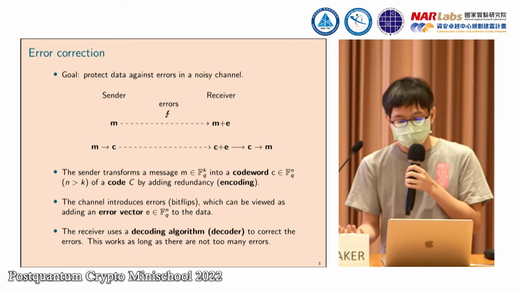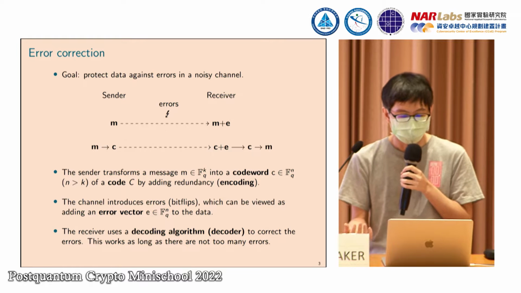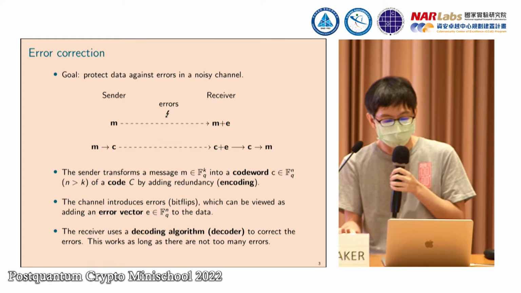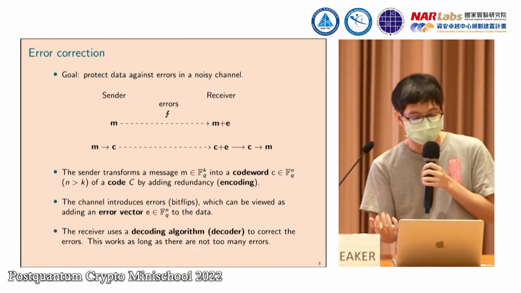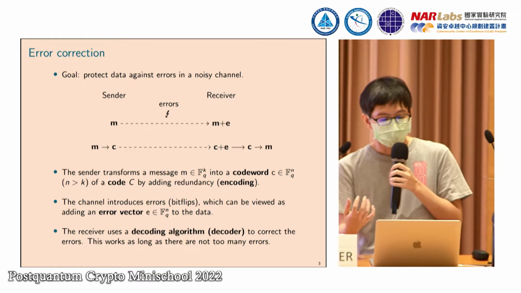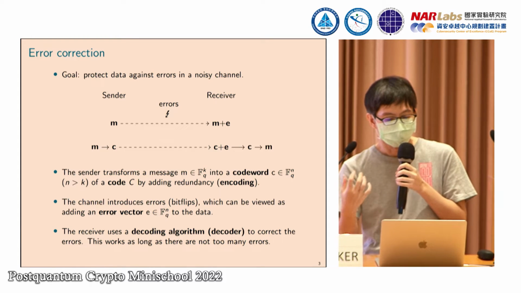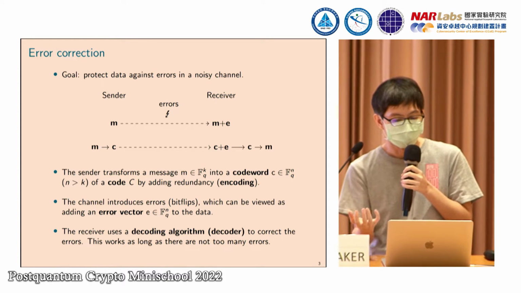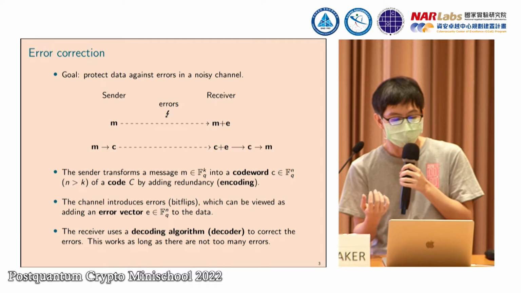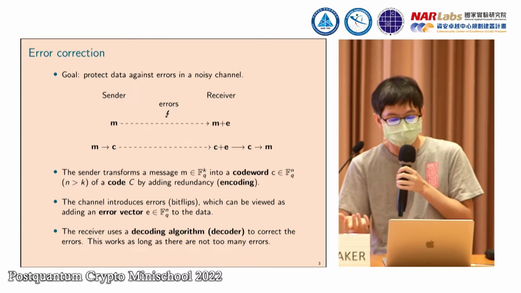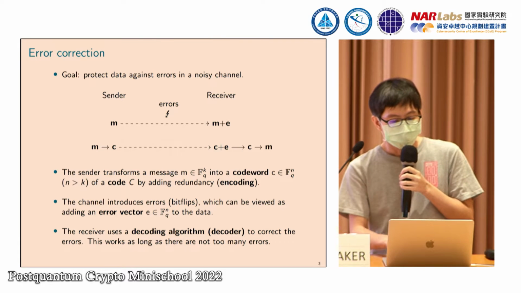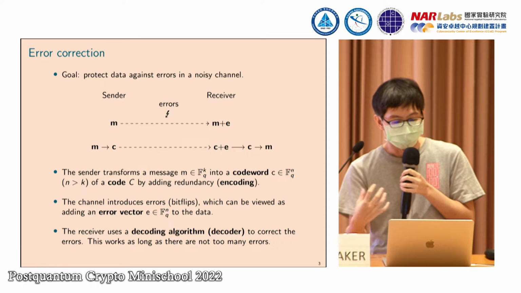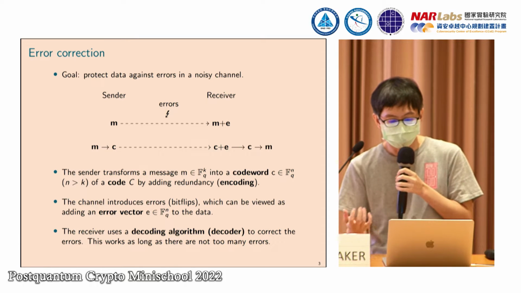And then, of course, some bits are flipped. There might be some bits flipped. But even if this happens, as long as there are not so many errors, the receiver can recover the original codeword by using a decoding algorithm, or we might call it a decoder. And then from the codeword to the message, it's usually a very trivial process.